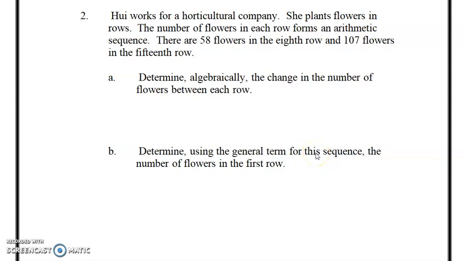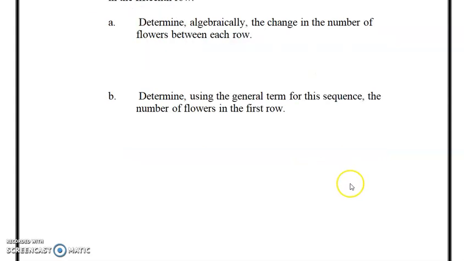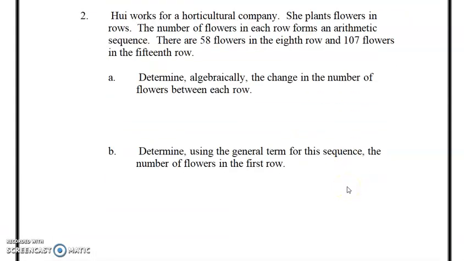Hello everybody, welcome back. We are still on section 1.1 arithmetic sequence. We are continuing where we left off the other day. We are on page 7, question number 2 of the application questions.